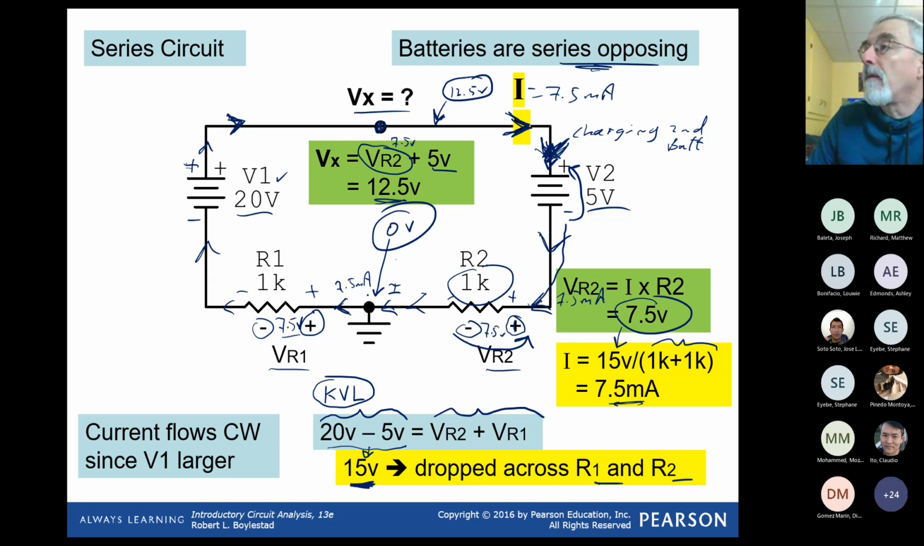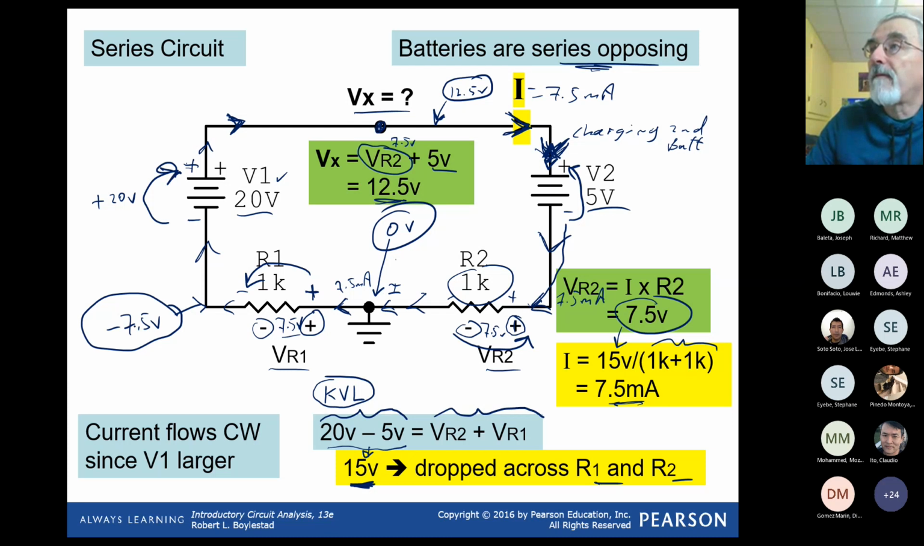To check that, we could go the other way, where we actually drop, going from plus to minus. We start at 0 and we drop 7.5, putting us here at a negative 7.5 volts. And then minus to plus, we're going up 20 volts. Minus 7.5, go up 20. We are now at 12.5 volts. Checks out. So our math must be correct.